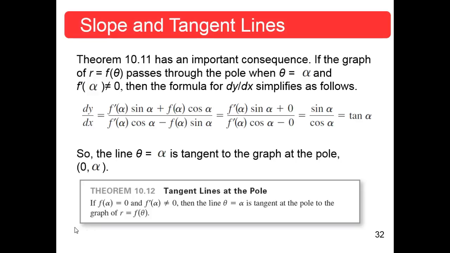All right. Now that sort of begs the question on the last one we were doing, when you're at the pole at 0, was f prime of 0 equal to 0? I just don't remember if it was or not. That would have been the horizontal tangent, so this theorem 10.12 wouldn't have fit there either. All right.